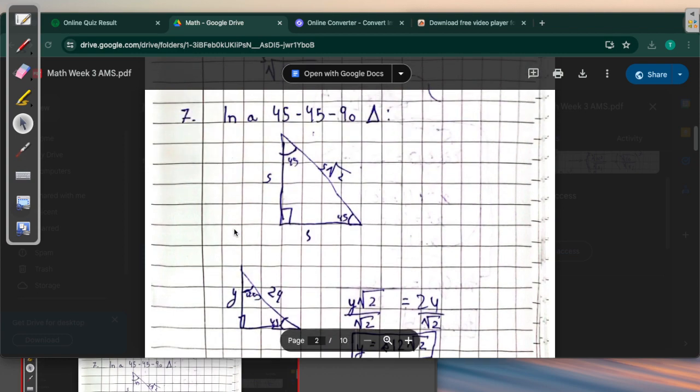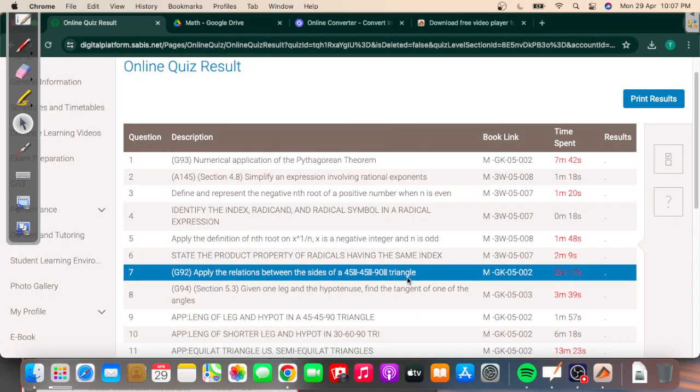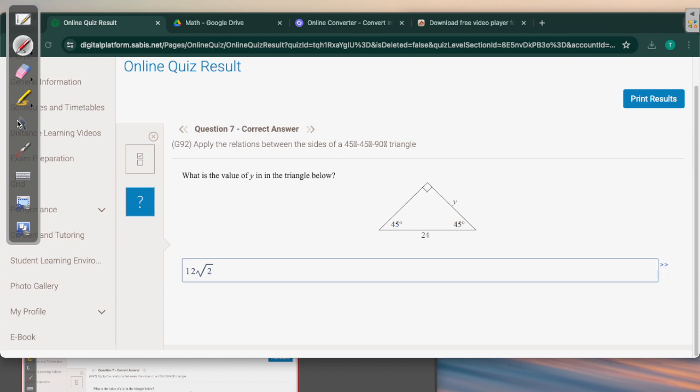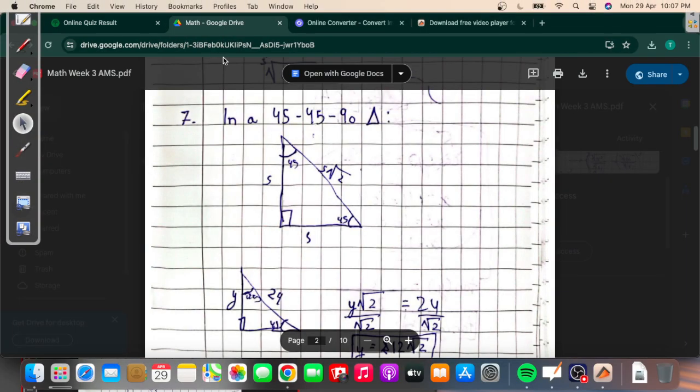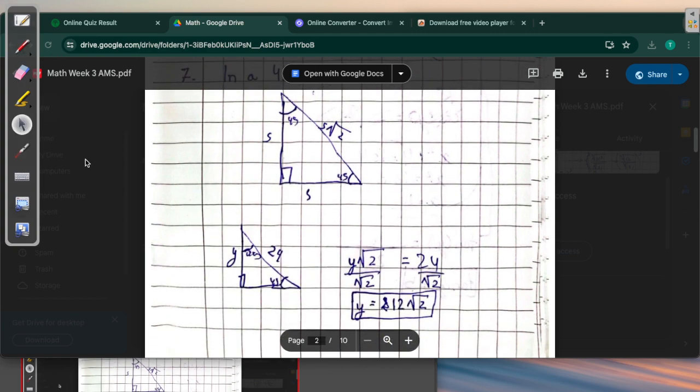Now for this one I will be going to the question itself, so question 7. Which value of y is in the triangle below? So a property you must know about 45, 45, 90 triangles is that the two legs or the sides are called S, and the third one, the hypotenuse, is S radical 2. So here you just apply what you just said. Here the S is y, so making this y. So this is 24, making this y radical 2 equals 24.